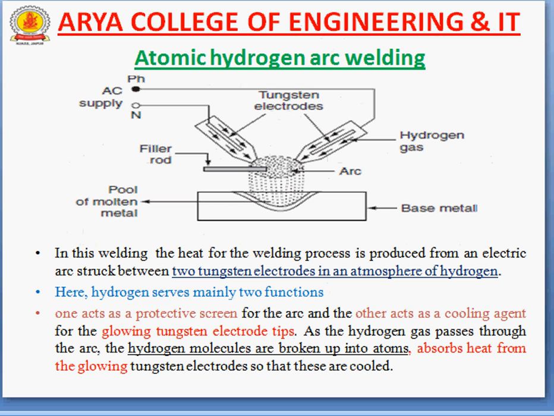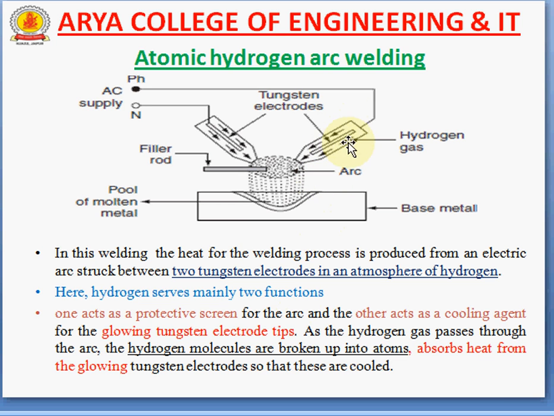So the first type of welding is atomic hydrogen arc welding. In this welding, the two tungsten electrodes are in an atmosphere of hydrogen. We see the diagram of atomic hydrogen arc welding. The electrical supply is connected to two tungsten electrodes with hydrogen gas, and this is the filler rod and this is the base metal. In this welding, the heat for the welding process is produced from an electric arc struck between two tungsten electrodes in an atmosphere of hydrogen.